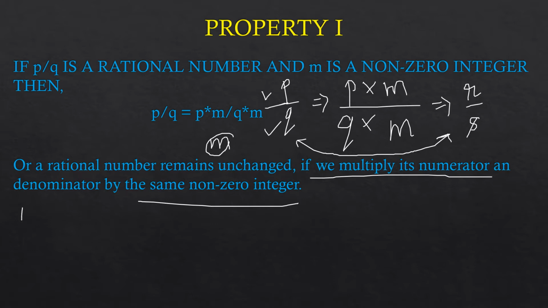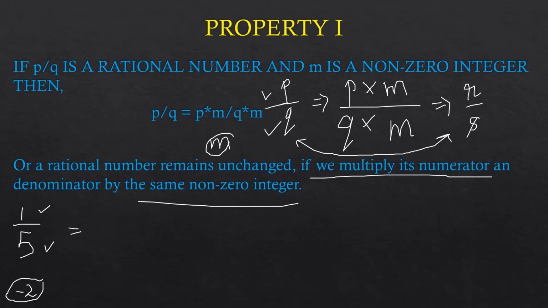Let's say we have a rational number P upon Q as 1 by 5. Numerator is 1, denominator is 5. This is a rational number we have. According to the property, if we have M, any non-zero integer, let's take minus 2 here. This is not equal to 0, this is minus 2. So we have taken minus 2 as a non-zero integer.